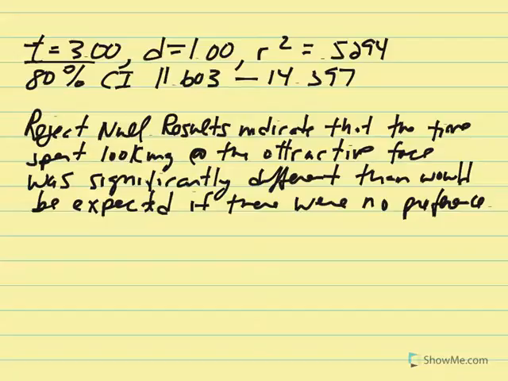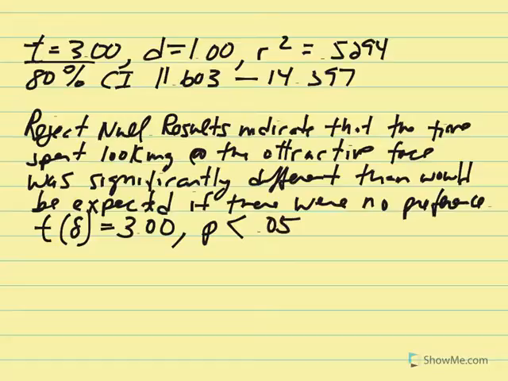The results indicate that the time spent looking at the attractive face was significantly different than would be expected if there were no preference, or you can exchange that phrase to say expected if the null were true. Then this is followed by the notation necessary. So our t, we would say t, degrees of freedom in parentheses, in this case was equal to 8. Our t statistic was equal to 3.00, followed by our probability statement. We had conducted a two-tailed test with alpha set at 0.05. So we would say the probability is less than 0.05.